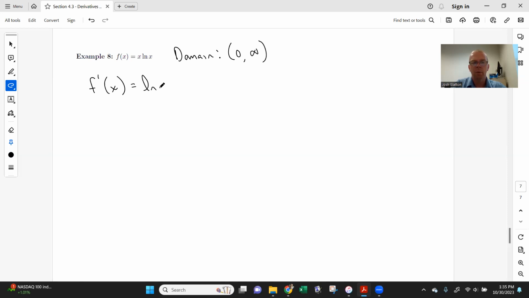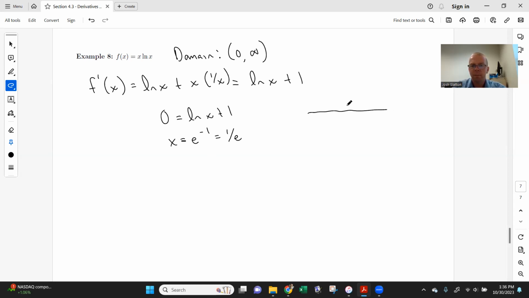So use the product rule. We're taking the derivative of x, holding ln of x, and then holding the x, taking the derivative of ln of x. And this is ln of x plus 1. We're going to set that equal to 0, and x is e to the -1. And so let's put this on a number line.